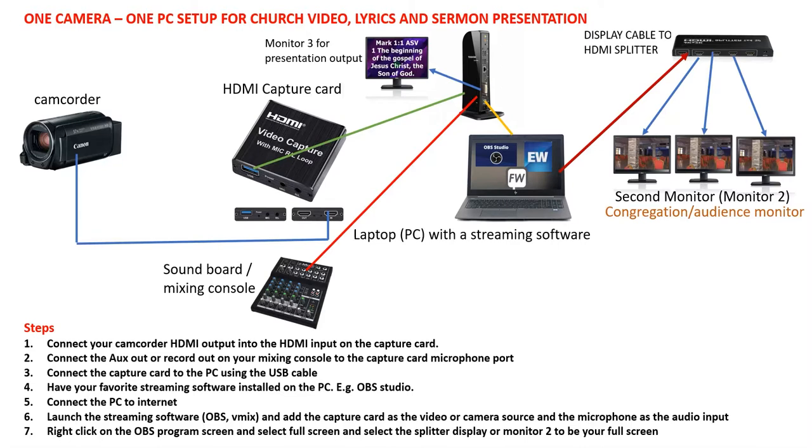So I connect my camcorder from here to my capture card. The capture card is there to take a video feed from your HDMI output and then send it as a signal, or a video input, to the laptop. So my camera comes to the input HDMI port on the capture card, and from the capture card to the PC.